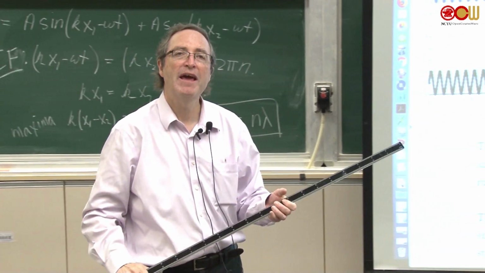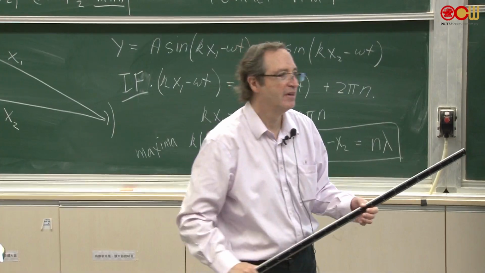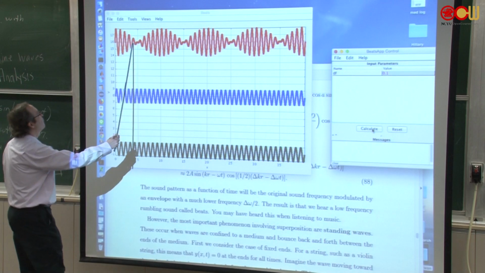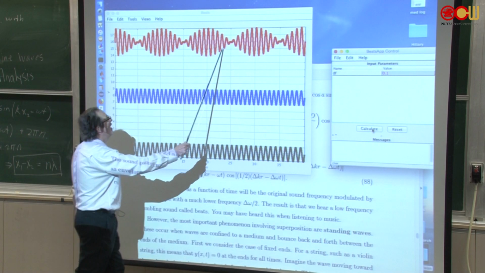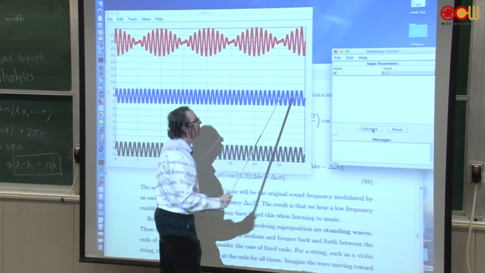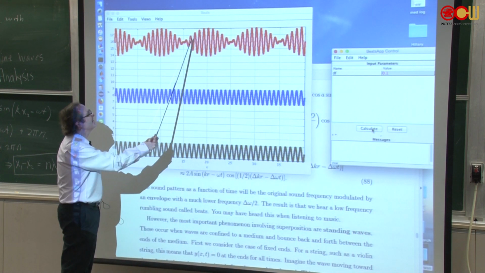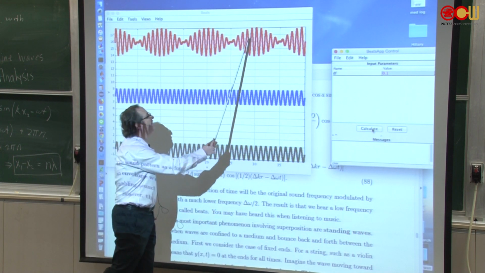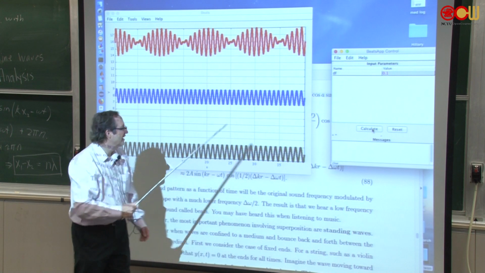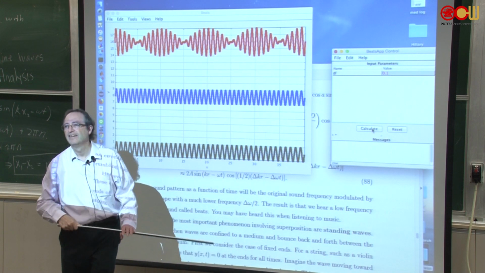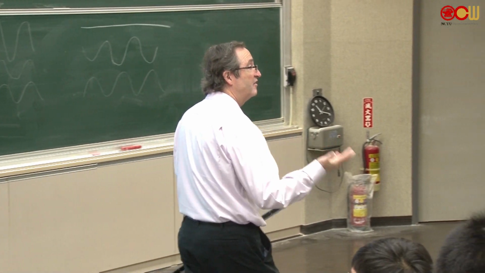Does everybody know what I mean by envelope? So this part of the curve is called the envelope of the curve. And this is what's inside. And that inside part is oscillating like this. Okay? How does this come about?